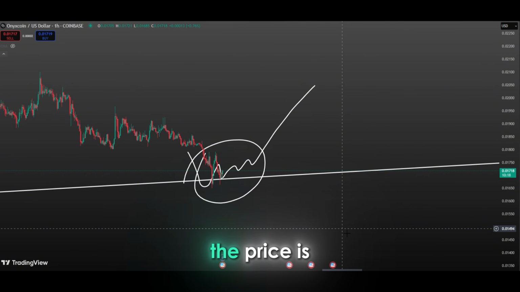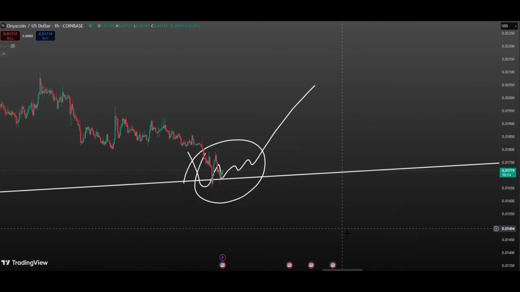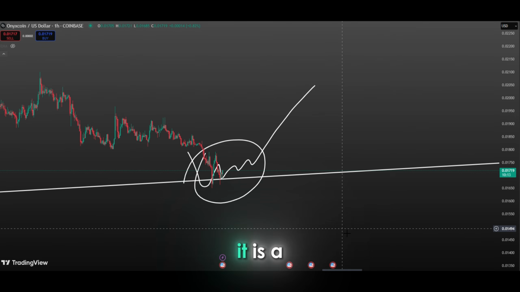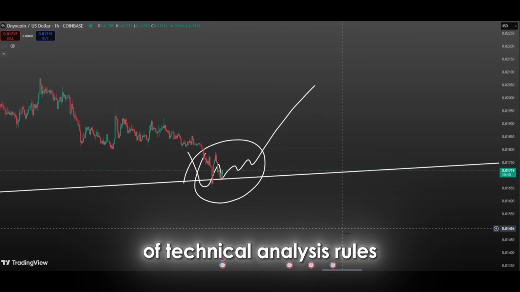Currently, the price is respecting this trend line and has moved back above it. This shows that the market still values this level and strongly believes in the potential for an upward move from here. In other words, this is no coincidence. It is a clear signal that should be evaluated within the framework of technical analysis rules.